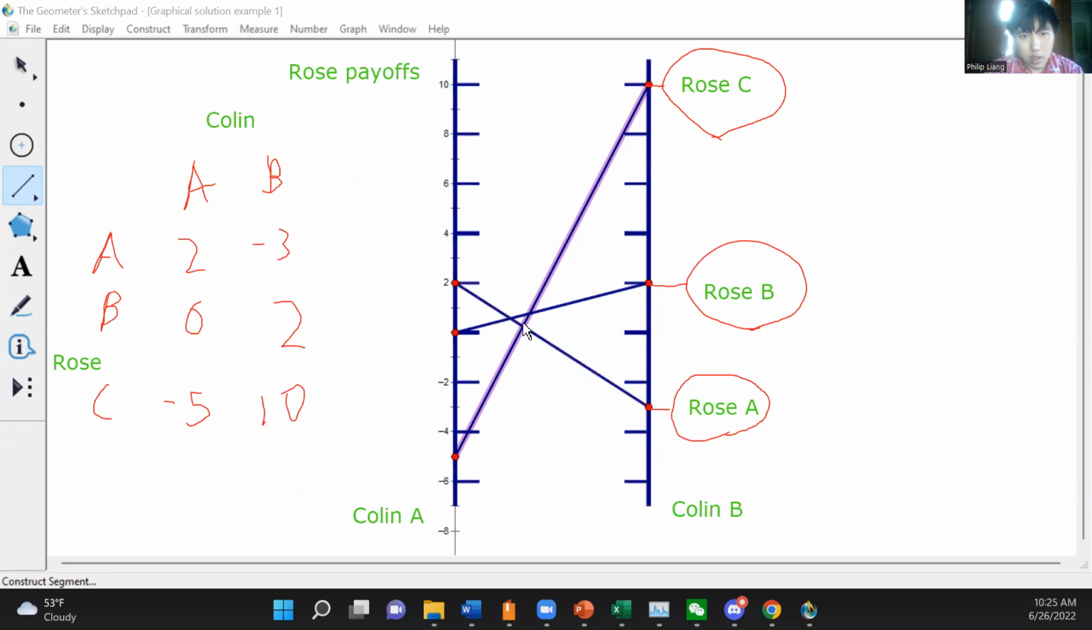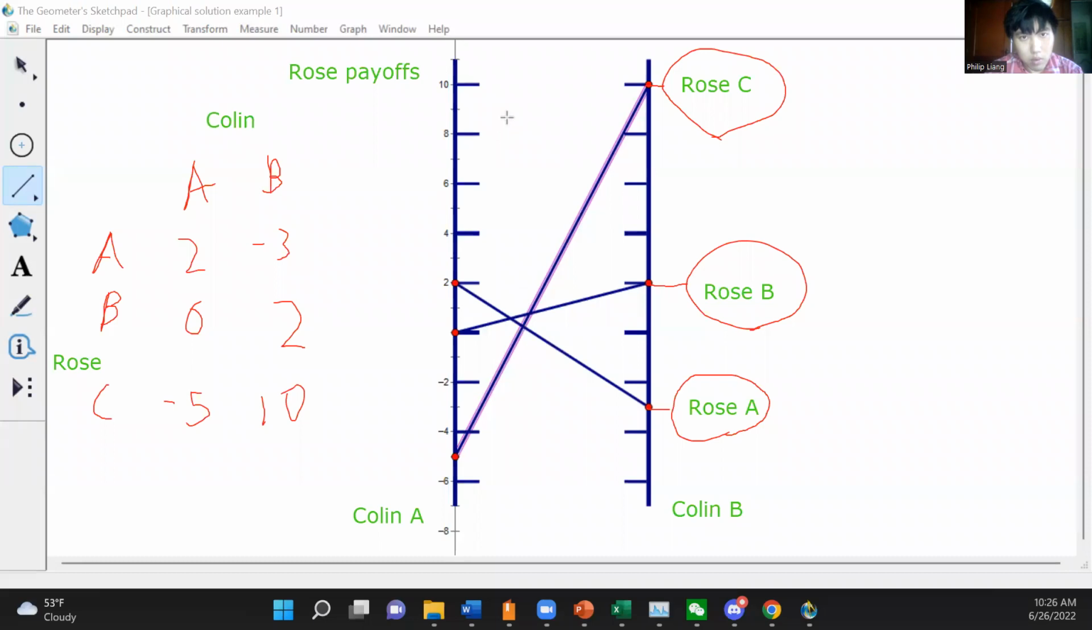If Rose anticipates Colin's mix and best responds, Rose will choose the line that's the highest at the given X coordinate corresponding to Colin's mix. So Rose can keep the game on the upper envelope of these three lines, but Colin can choose his mix to move Rose down to the lowest point on the upper envelope of these lines.